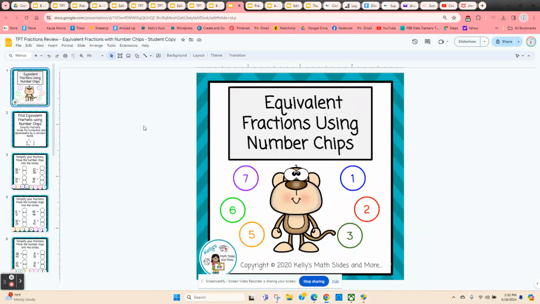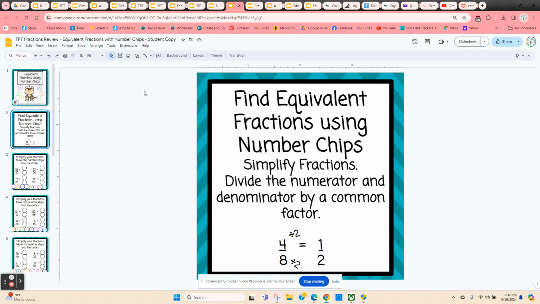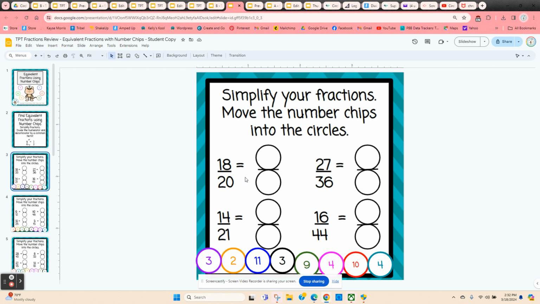Equivalent fractions using number chips. This is a digital lesson, and it starts out explaining to students that we can simplify fractions by creating an equivalent fraction with smaller numbers. And students are going to do this with the number chips. So these number chips are movable. You just click and hold on the edge, and the students can move them into place. And they're going to simplify all of these fractions.